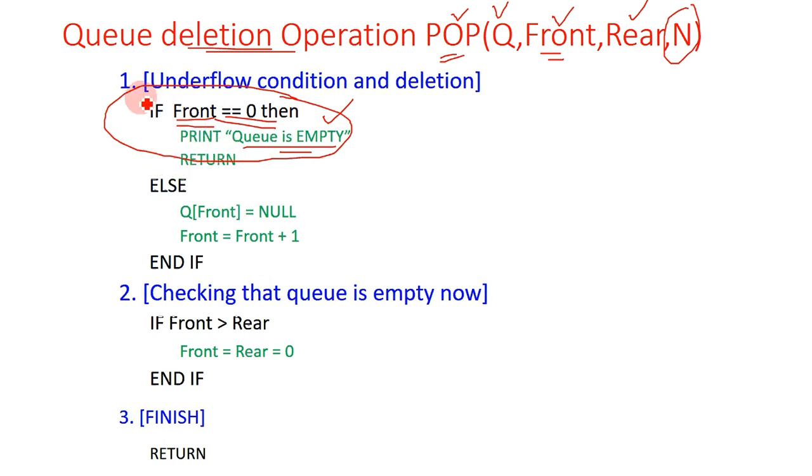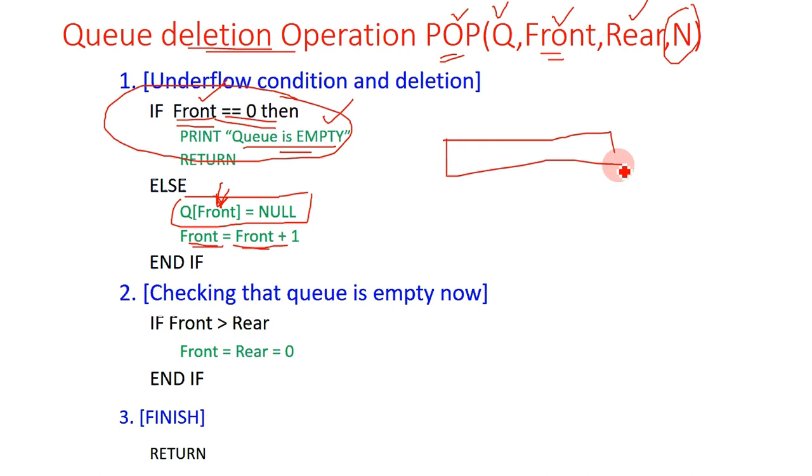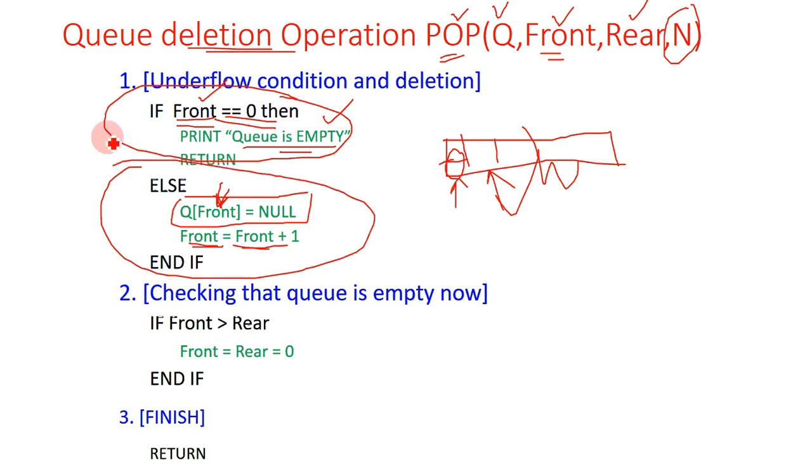If this condition is not satisfied, it means that elements are there in the queue, so you have to delete the element that is at the front position. Okay, and now increment the front by 1. When you delete the first element, now let's move the front to the next element and so on. Okay, so this is the deletion procedure. This is the underflow condition, and this is the deletion procedure.